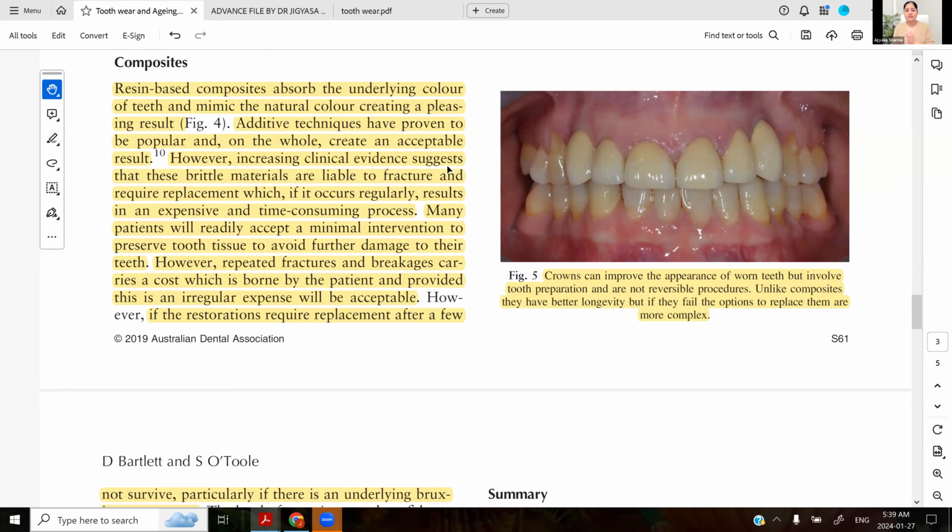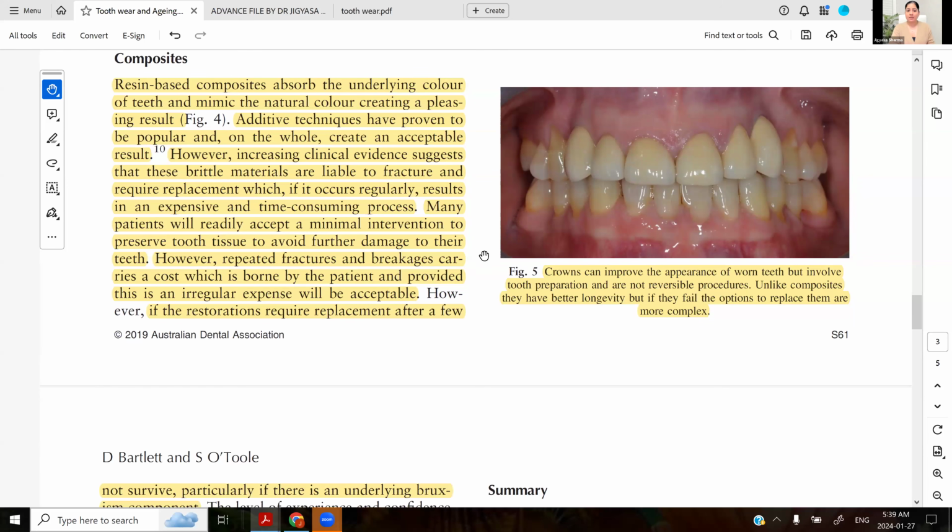However, increasing clinical evidence suggests that composites are still brittle, right? They're liable to fracture, especially when parafunctional forces are in play, and they require replacement. And if it occurs regularly, it becomes a time consuming and very expensive procedure for patients. Many patients will readily accept a minimal intervention where you just preserve the remaining tooth structure, control the sensitivity, give them strengthening, fluoride, remineralizing and desensitizing toothpaste, and control their diet.